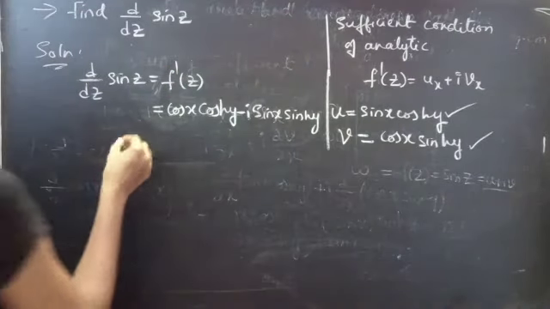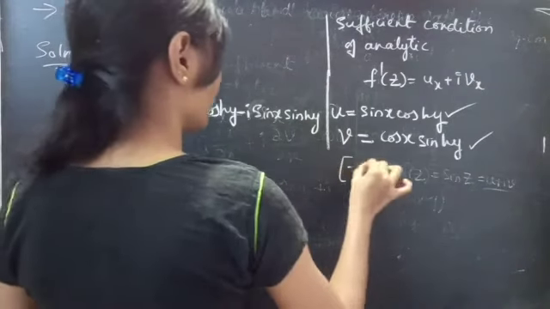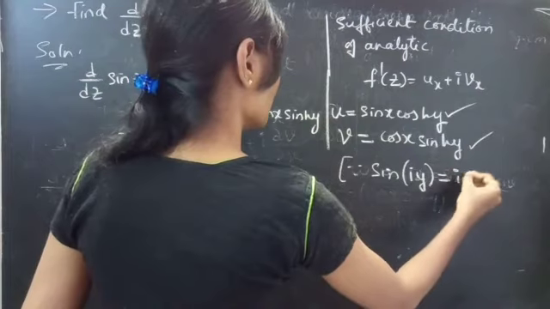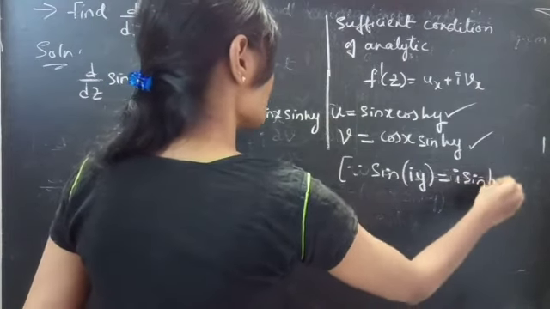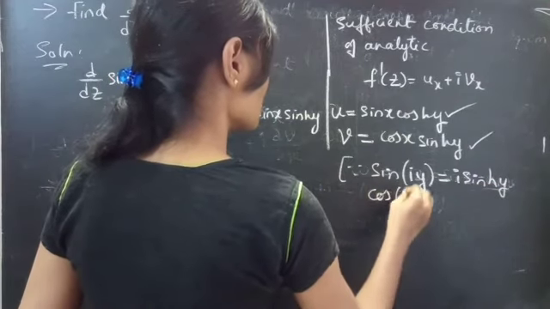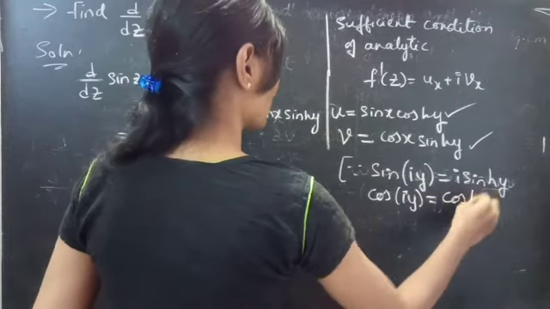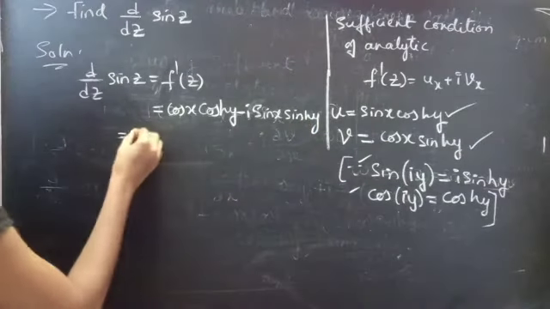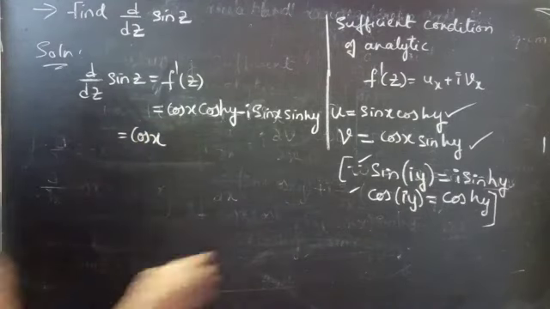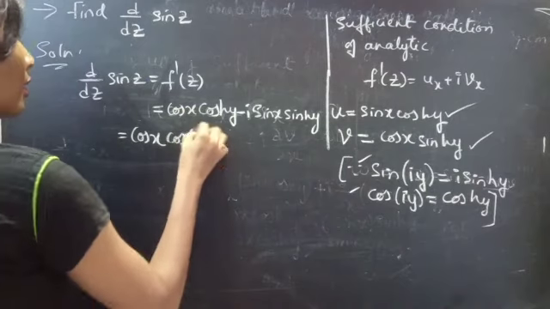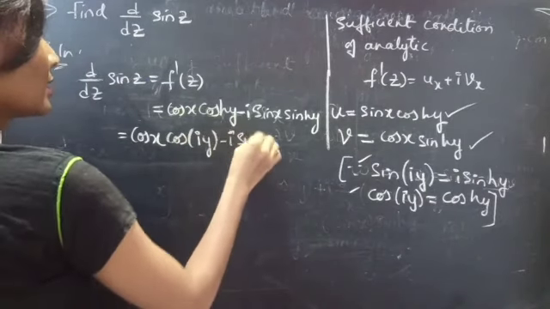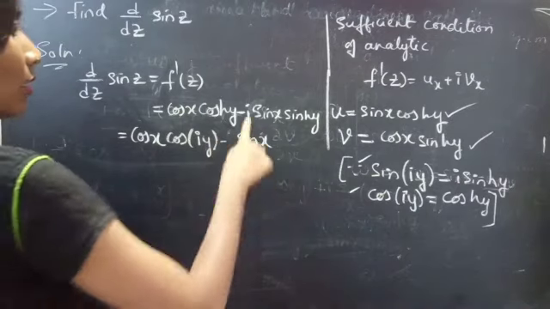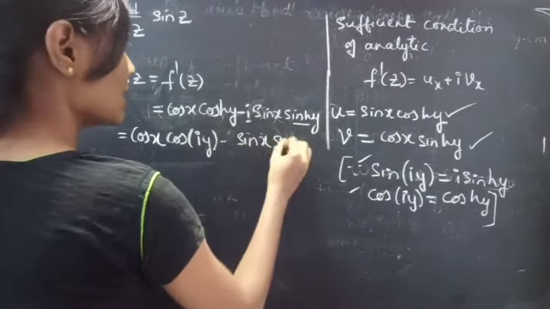So you can write it as, since sin iy equals i sinh y and cos iy equals cosh y, now we can replace cosh y and sinh y using this. So this equals cos x into cosh y, which equals cos iy, minus sin x into i sinh y, which equals sin iy.